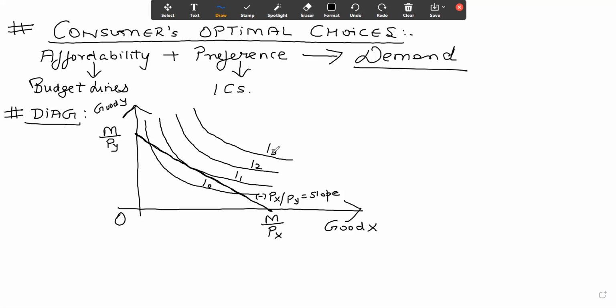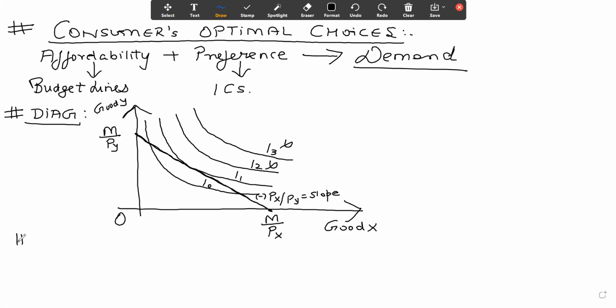Can the consumer buy any bundle on the indifference curve I3? Not possible. The consumer cannot buy any bundle on I3 because it lies above the budget of the consumer. Can the consumer buy any bundle on the indifference curve I2? No, because I2 lies above the budget. Any indifference curve which lies above the budget is not affordable. If it's not affordable, you can't buy it. Even though you want to buy it, you cannot buy it because it is beyond your budget. So guys, there are only two indifference curves which are within the budget, I1 and I0.